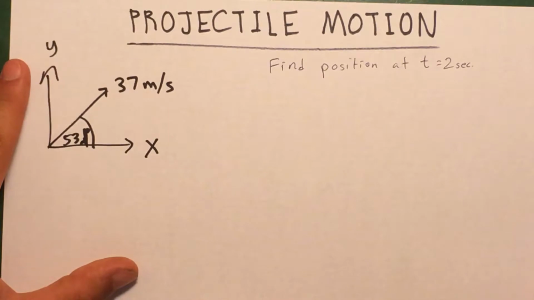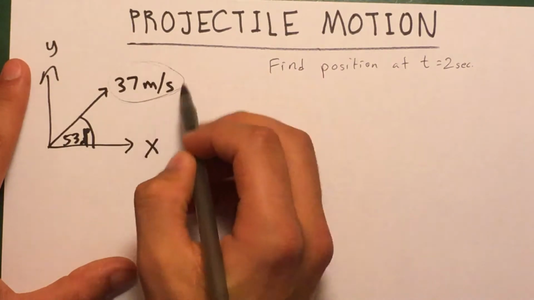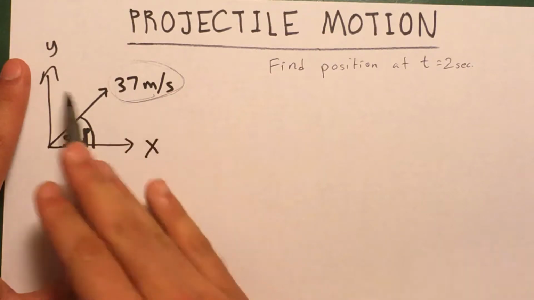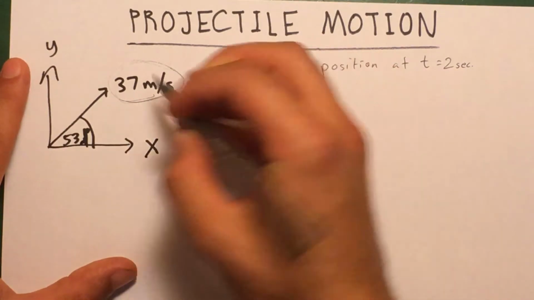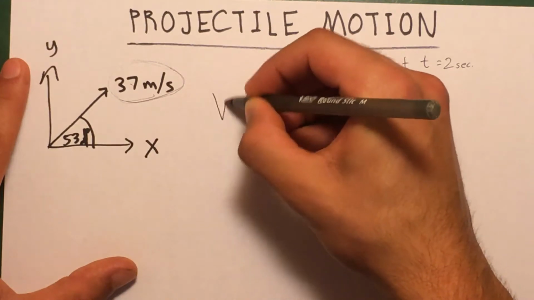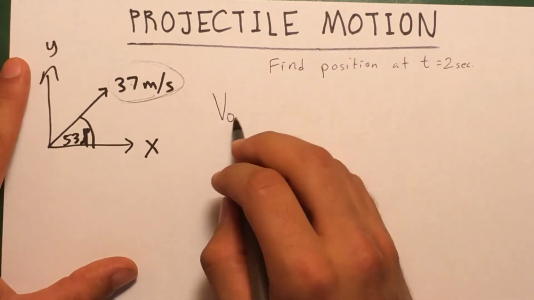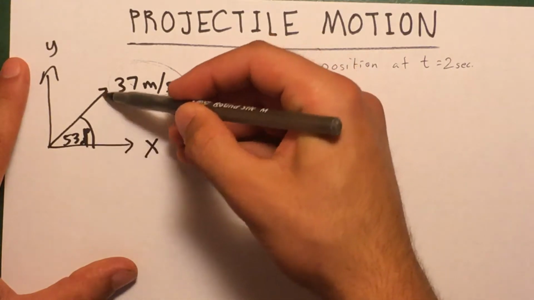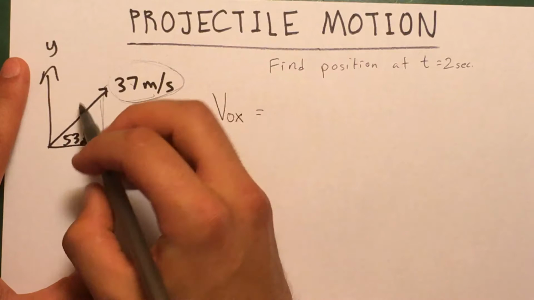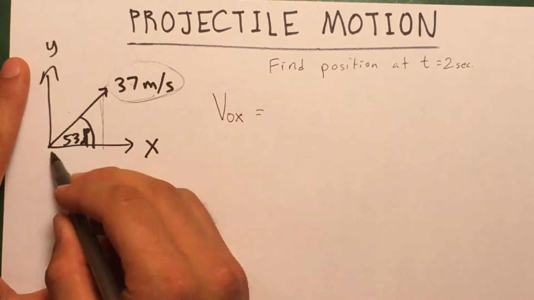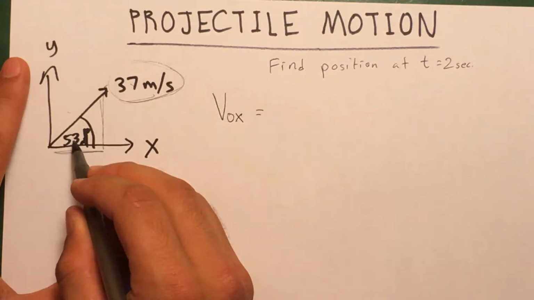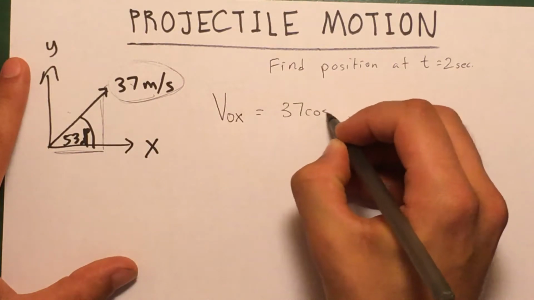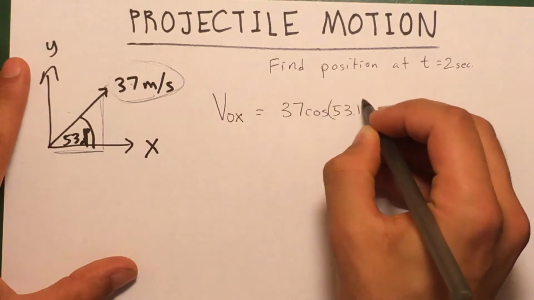So first we're going to dissect this initial velocity into its x component and its y component. This is our initial velocity, usually denoted as v naught. So v naught x is equal to, using a little trigonometry, this is our hypotenuse and the x component is this one right here, so it has to be the cosine. That makes it 37 times the cosine of 53.1 degrees.